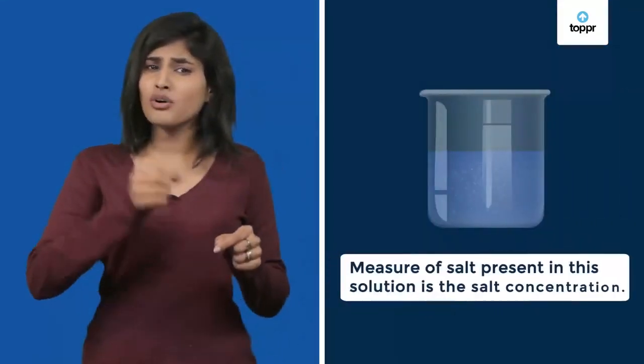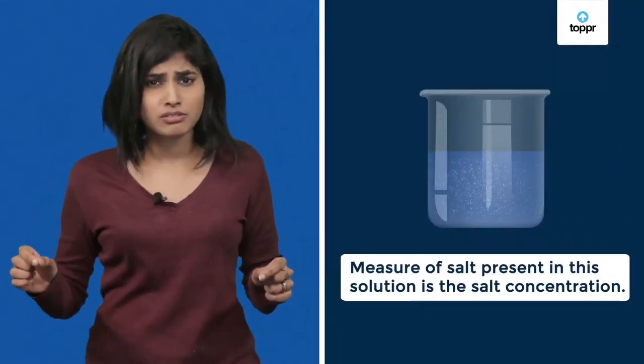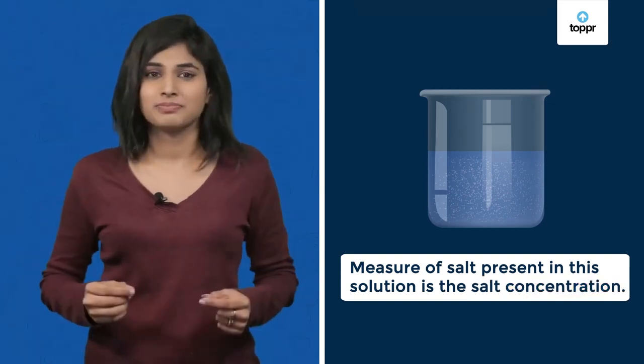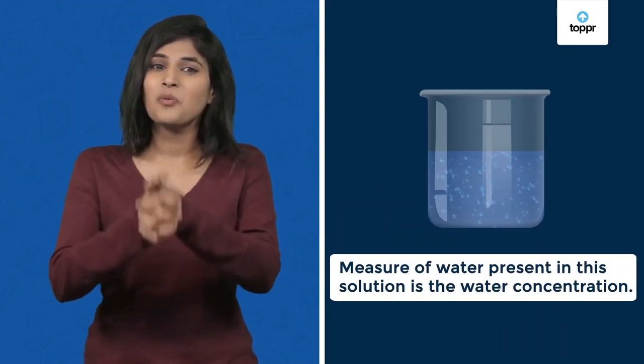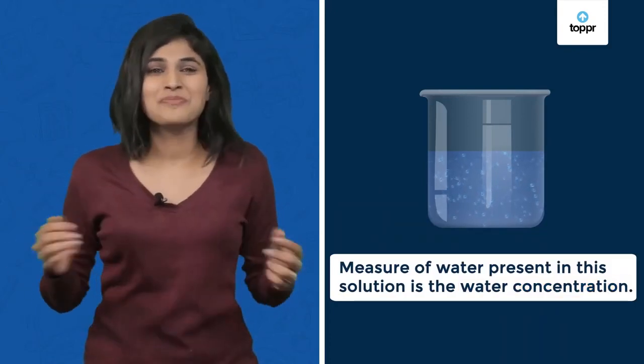We earlier saw that the concentration is the measure of one particular substance that is found in a solution. So the measure of salt present in the solution is the salt concentration. And the measure of the water present in it is the water concentration. As simple as that. Okay, now that you have an idea of what concentration is, let's understand diffusion.